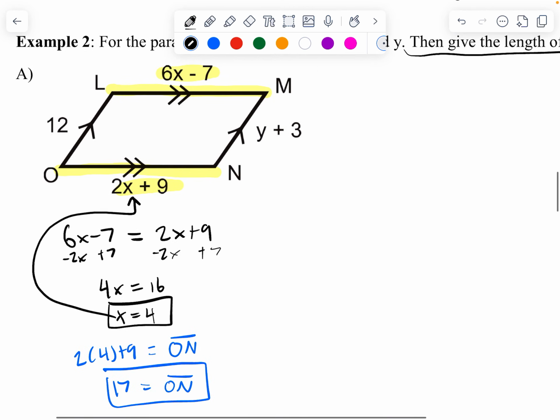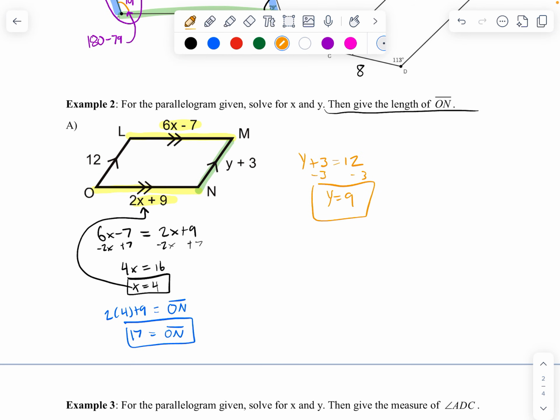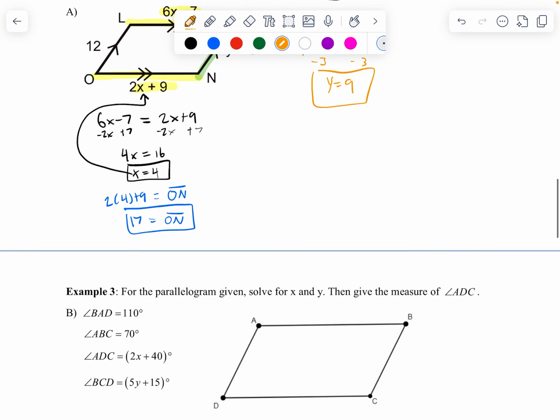All right, now the last but not least is to solve for y. That's the last piece we haven't done. Y is a side. You know sides, opposite sides are congruent, meaning that y plus 3 is equal to, let me do this in a different color actually, y plus 3 is equal to 12. Literally subtract that 3 over, y equals 9. You're done. It asked you to solve for x, for y, and find the length of the segment. You did. Congratulations. Moving on.